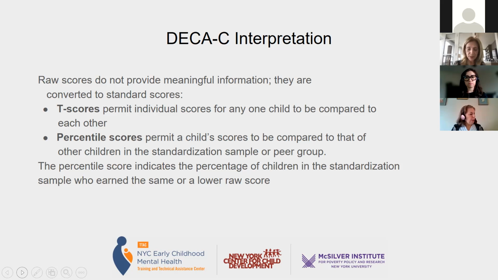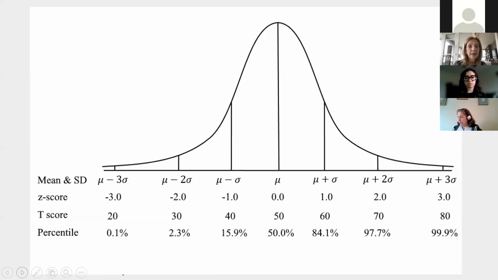Okay, so if a child, for example, earns a percentile score of 65, that means that 65% of children in the standardization sample earn the same or a lower raw score. A child who's at the 65th percentile has surpassed 65% of their peers on that benchmark. Okay, and then we're just going to show the bell curve just to show you how these standard scores work.